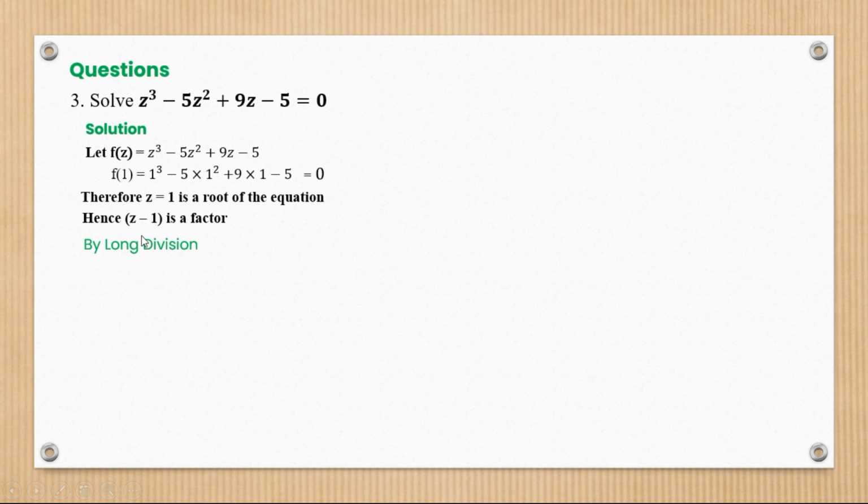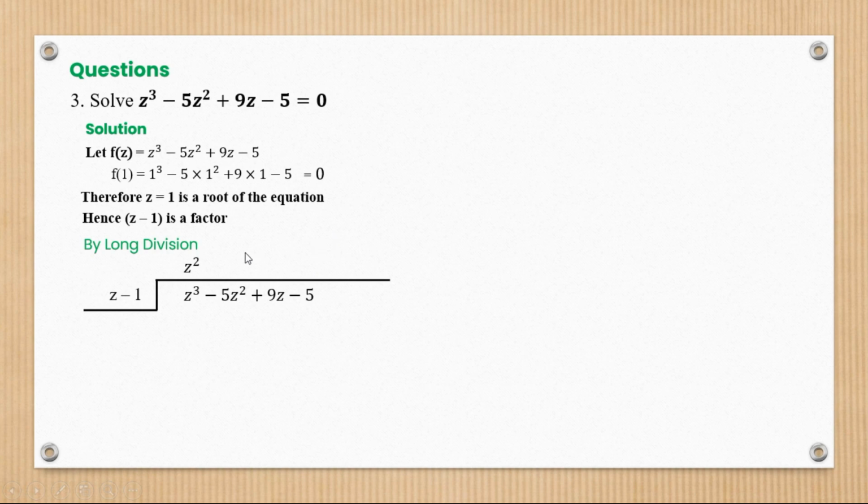So now we need to find the other factor, and the only way we can find that other factor right now is by long division. So we're going to divide this by z minus 1. So this is going to be long division. In our long division here, if we get the z cubed divided by z, the answer is z squared.